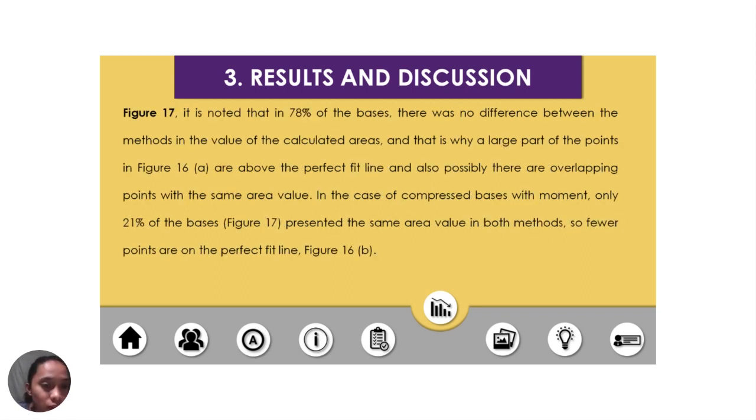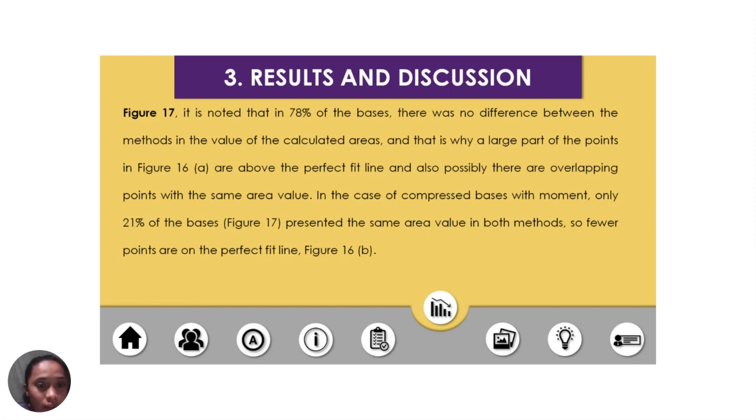So in figure 17, it is noted that in 78% of the bases, there was no difference between the methods in the value of the calculated areas. And that is why a large part of the points in figure 16 in A are above the perfect fit line, and also possibly there are overlapping points with the same area value. In the case of compressed bases with moment, only 21% of the bases in figure 17 presented the same area value in both methods. So fewer points are on the perfect fit line, which is also shown in figure 16b.